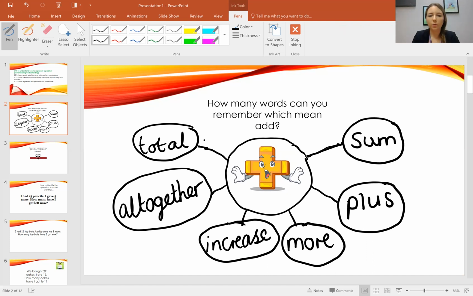And that's all that I have for now. So if you don't have any of those on your list or on your bubble map, could you please pause the video now and write those down as well? Off you go. Have you done that? Well done. You'll need to keep that somewhere safe so that you can always refer to that when you're looking at problems.